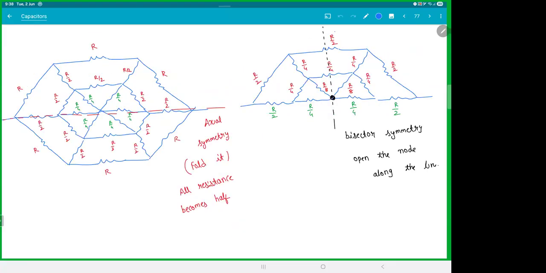Which one? After the first folding, look, everything becomes half. Except the middle ones, everything else becomes half. So I changed the values here. Look, R by 8, I changed it. I think initially I wrote R by 4. That was a mistake.